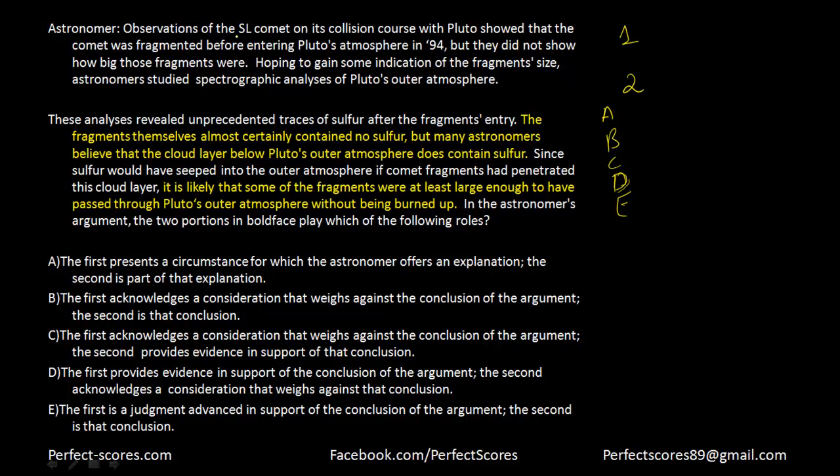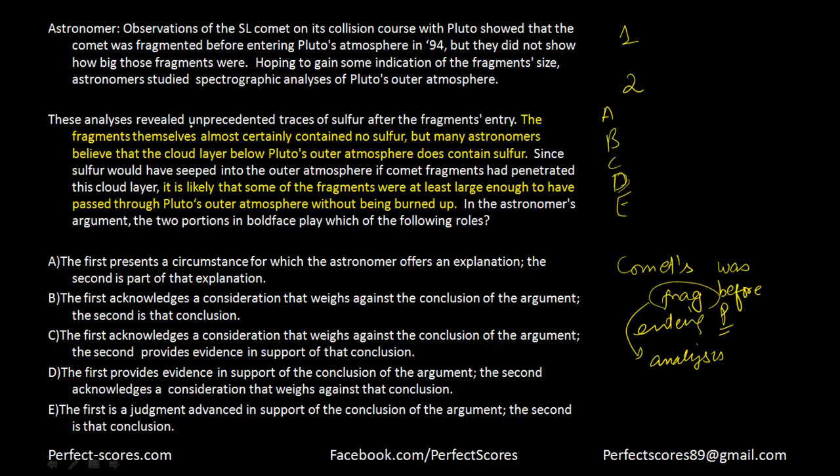Astronomer says, observations of the SL comet on its collision course with Pluto showed that the comet was fragmented before entering Pluto's atmosphere in 94. That means the comet was fragmented before entering Pluto's atmosphere. But they did not show how big those fragments were. Hoping to gain some indication of the fragment size, astronomers studied spectrographic analysis of the outer atmosphere. So to look at the size of these fragments, some analysis was carried out.